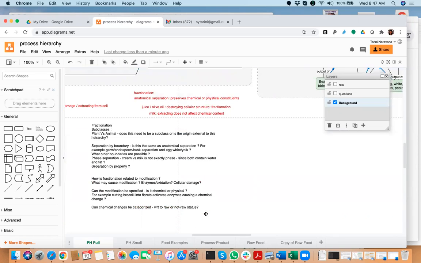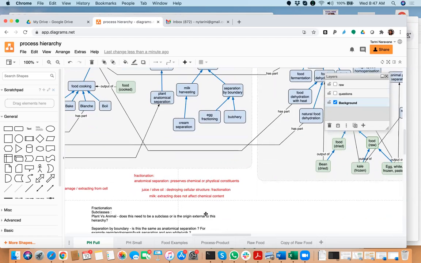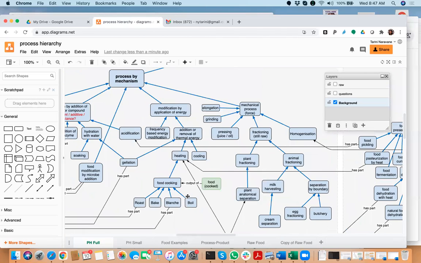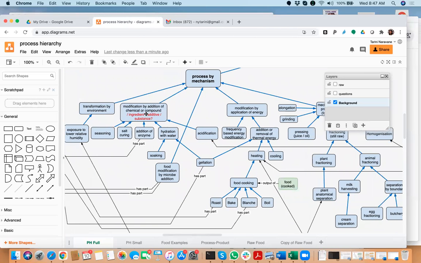Okay. And what about solvent extraction? Extraction by solvent. It is chemical. That is chemical, exactly. So there is here this extraction process by mechanism. Here there's modification, and so the extraction would be there. So I think, yeah, exactly.